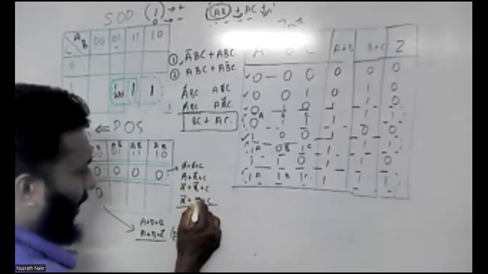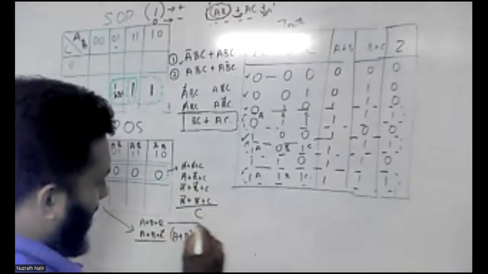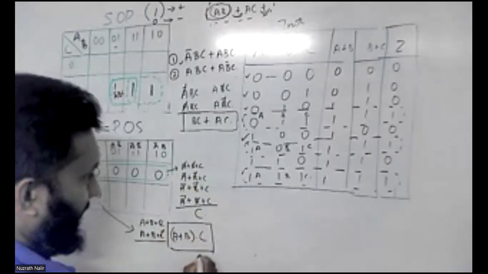So the answer is, you can take it that A plus B, the product. Now let's check. Here, two A's are there, two A bars are there. So you can cut it off B, B bar, B bar, B. So the balance is C. So dot C. So this is your first answer.